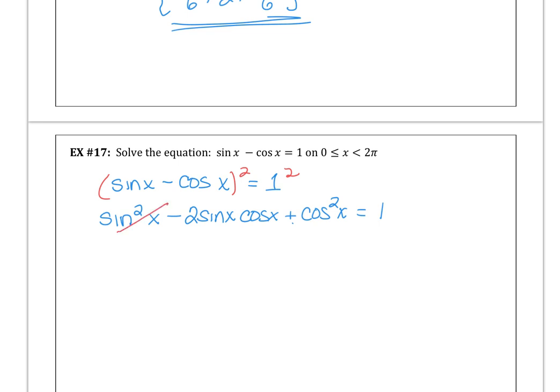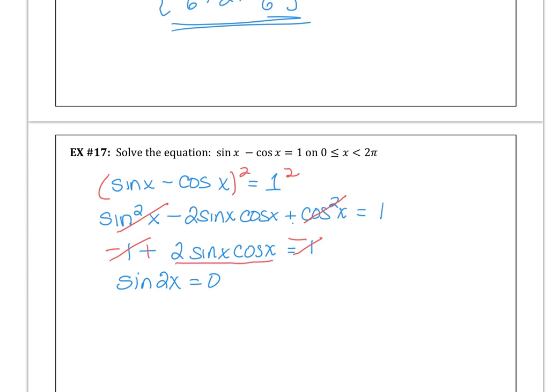And sine squared plus cosine squared, that's 1. And 1 minus 2 sine cosine is 1. This is our double angle formula, so subtracting 1 from both sides, we have the sine of 2x is equal to 0. If you multiply through by negative 1, these two negative 1s are gone, and we end up with the double angle identity.